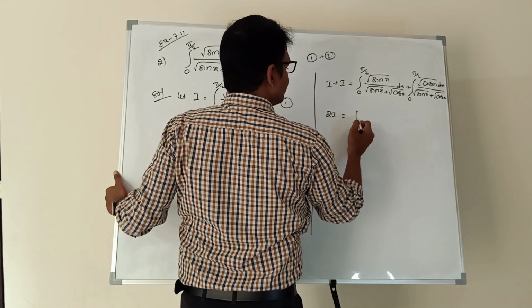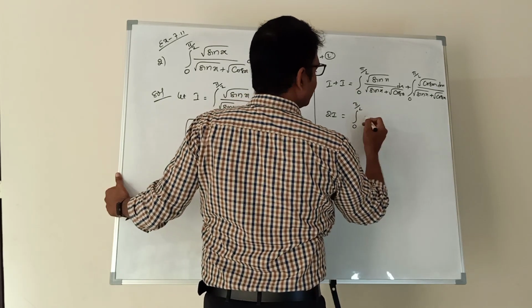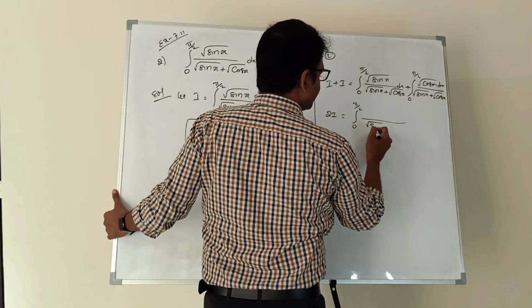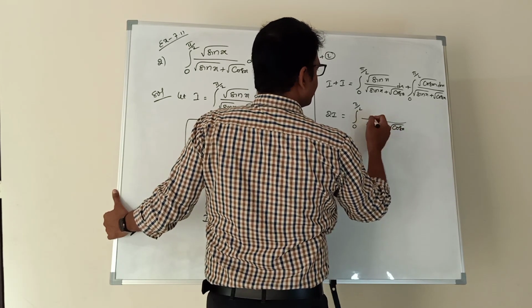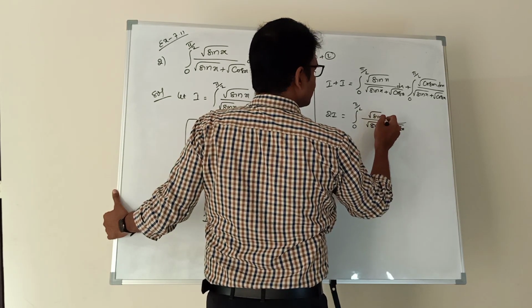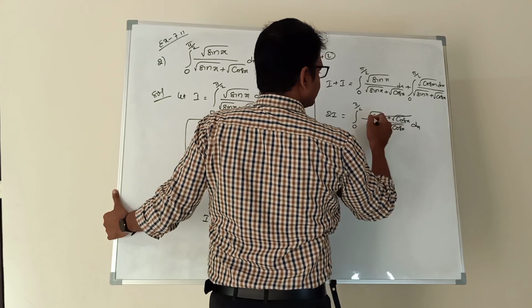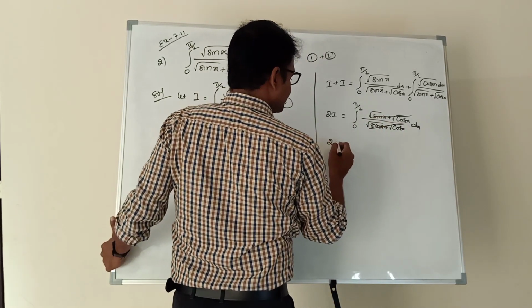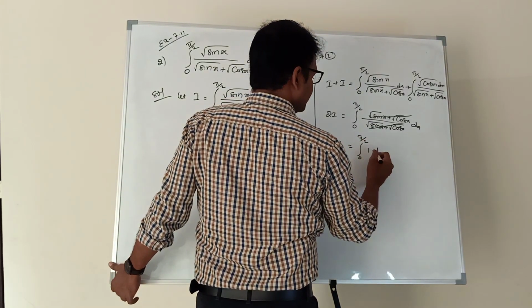2I is equal to integral 0 to pi by 2, common. If you take common and take the LCM, in the denominator what you have is root sin x plus root cos x. So in the numerator what you have is root sin x plus root cos x. So both get cancelled. 2I is equal to integral 0 to pi by 2 of 1 dx.